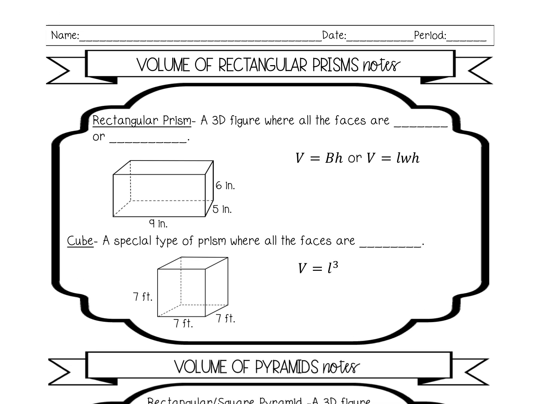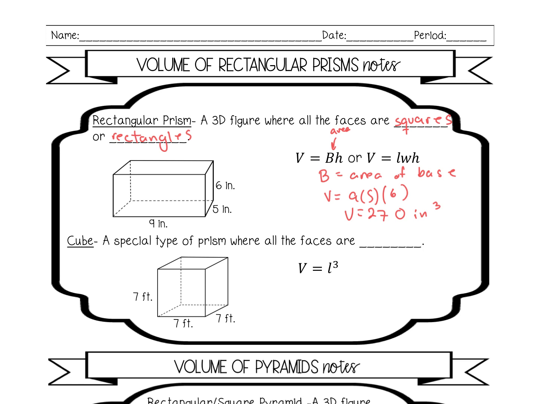So now volume of a rectangular prism. A rectangular prism is a 3D figure where all faces are squares or rectangles. Now again, the volume is base times height, or length times width times height, this being the area of the base. So the volume here is going to be 9 times 5 times 6. So our volume is 270 inches cubed.